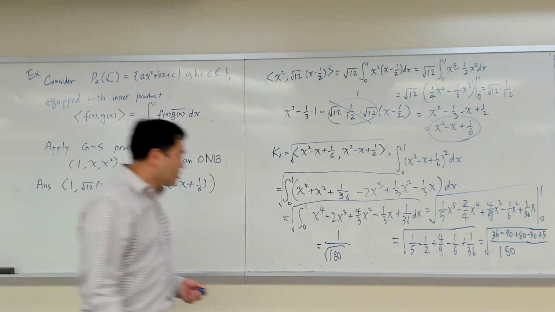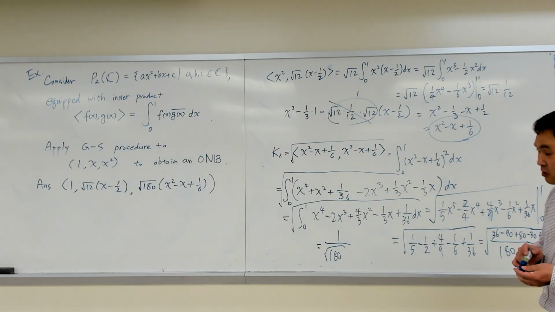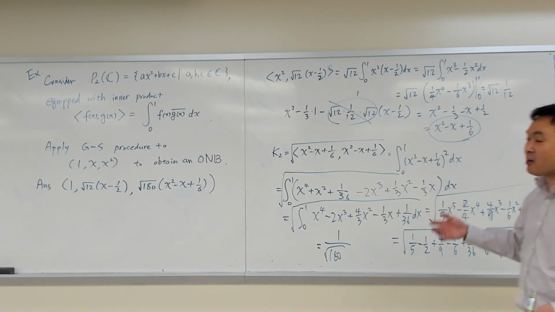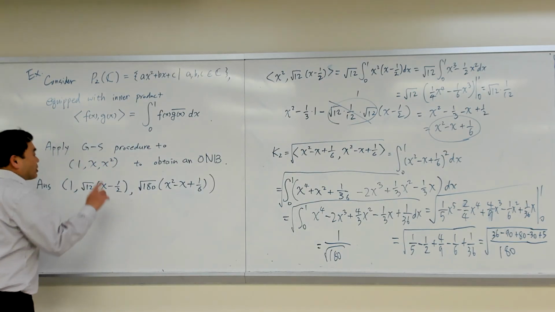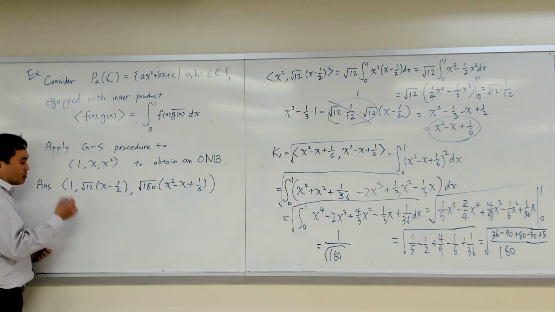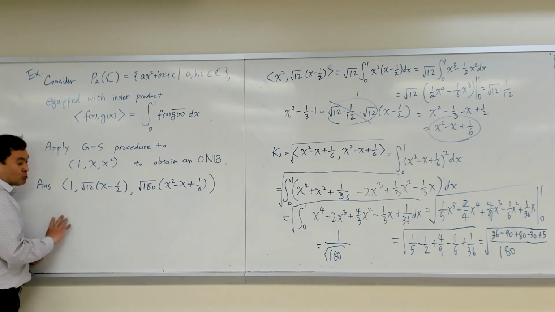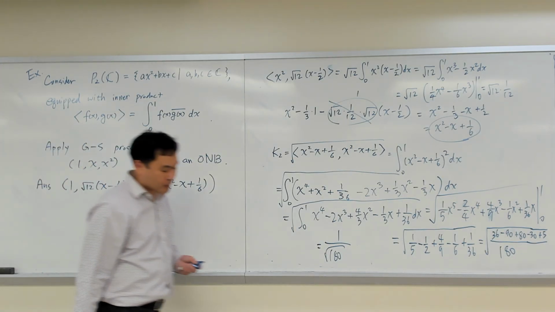Of course, that's a horrible calculation, but it's worth it because once you have an orthonormal basis, then trying to figure out a way to express any other vector, it's easy to write down the linear combination of these to make it equal to any other vector. Okay?